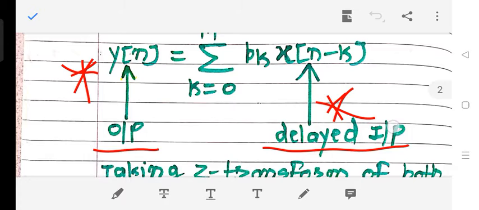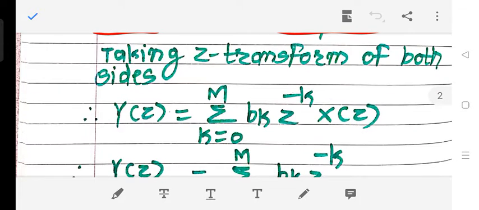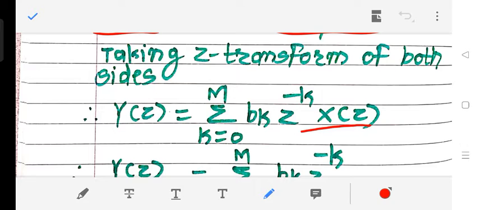Now, after having this mathematical model, we take the Z transform of both sides. So we get y of z equals summation k varies from 0 to m of bk z to the power minus k x of z. Which property of the Z transform are we using here? If you remember from signals and systems, we have seen the Z transform. The property is the time shifting property. So bk z to the power minus k x of z. Now which part should we take outside? The part which is free from k, that is x of z.